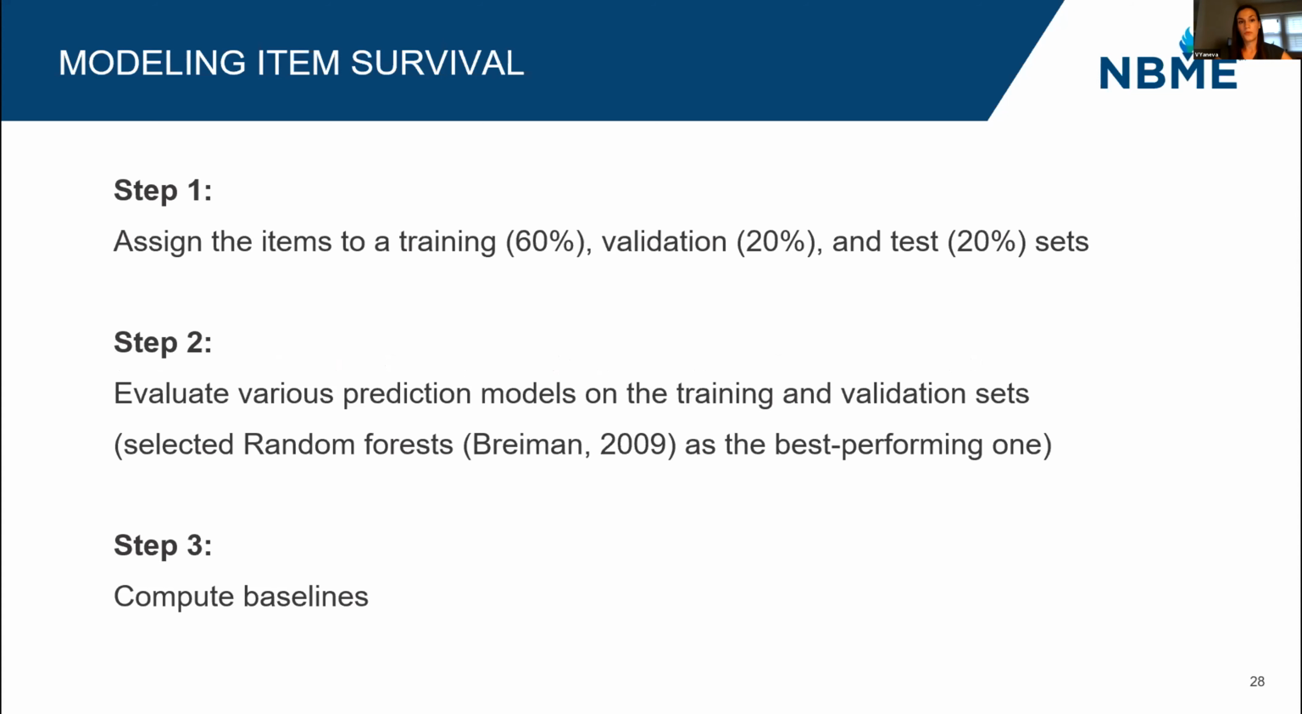Our second step was to use the training and validation sets to evaluate a number of classification algorithms, among which we found that the random forest algorithm provided the best performance on the validation set. And this is an ensemble decision tree algorithm that is particularly good at coping with a large number of predictors, which may be collinear to one another. And finally, our third step before training the full models was to compute our baselines against which we would mark the performance of the features.